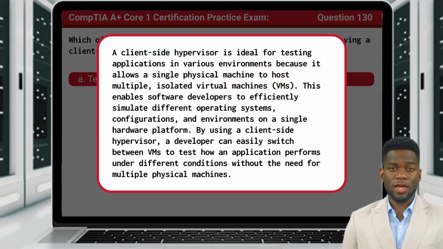A client-side hypervisor is ideal for testing applications in various environments because it allows a single physical machine to host multiple, isolated virtual machines. This enables software developers to efficiently simulate different operating systems, configurations, and environments on a single hardware platform. By using a client-side hypervisor, a developer can easily switch between VMs to test how an application performs under different conditions without the need for multiple physical machines.